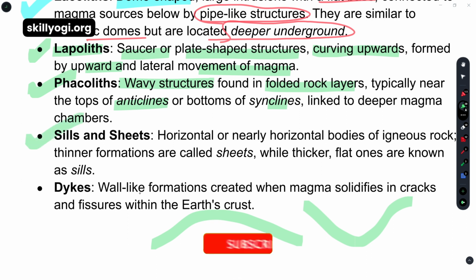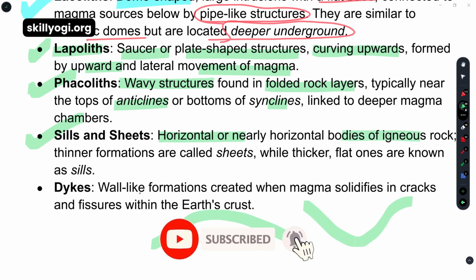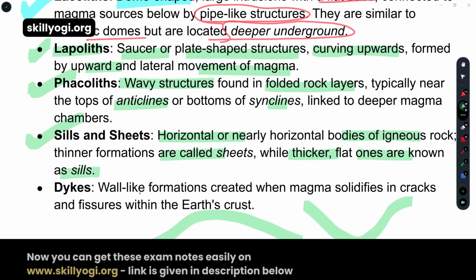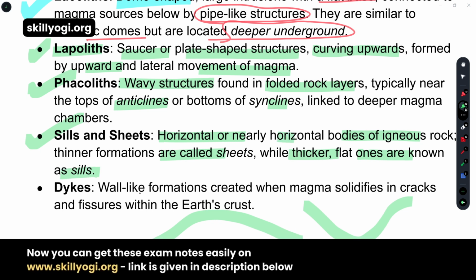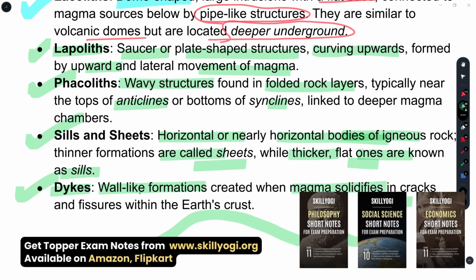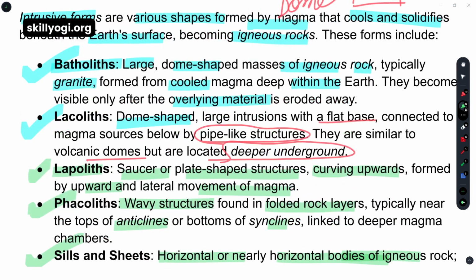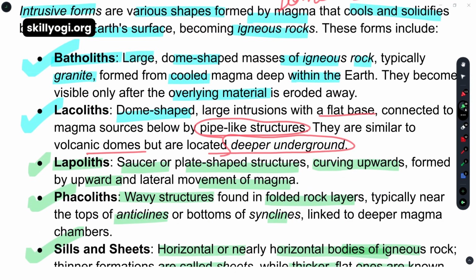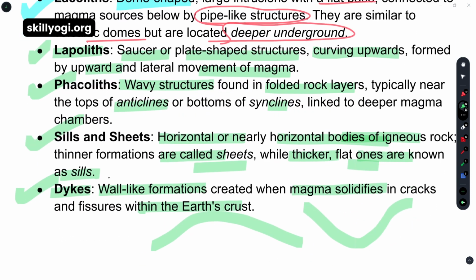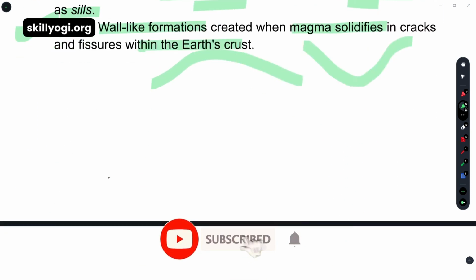Come to the sills and sheets, the horizontal bodies of igneous rocks. The thinner formations are called sheets, and the thicker flat ones are called sills. Come to the next, which is dikes. Wall-like formations where magma solidifies in cracks within the earth's crust. So a lot of landforms today we have learned, from batholith, laccolith, lapolith, phacolith, sills and sheets, and dikes.